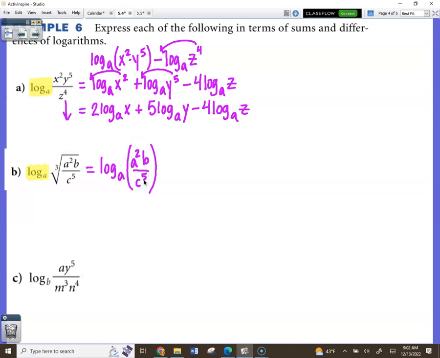And now the cube root becomes what power in the exponent? 1/3. What's the 1/3 attached to? It's attached to the of, which means it comes to the front as a 1/3 coefficient, right? So that we don't run out of room, I'm just going to keep going out instead of underneath it. So this 1/3 is going to come right here, times log base A of this mess.